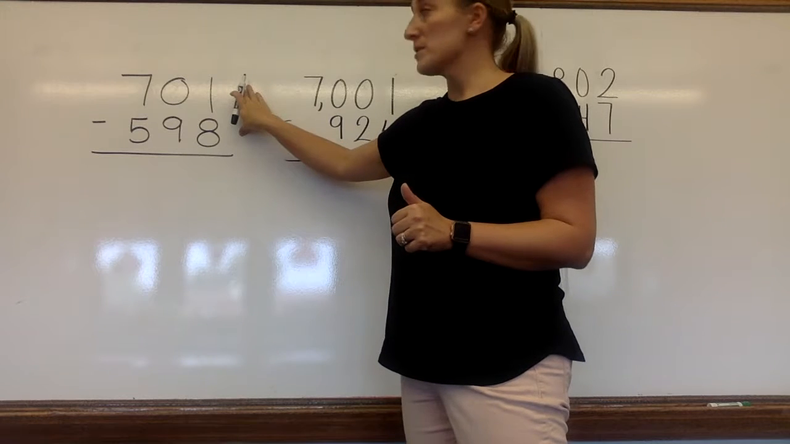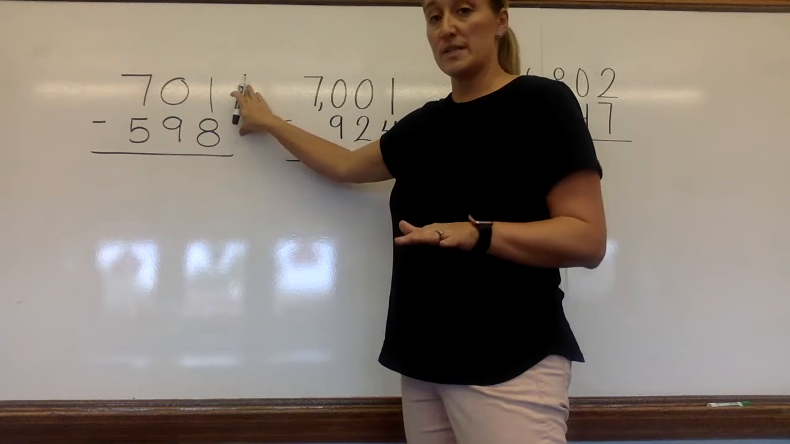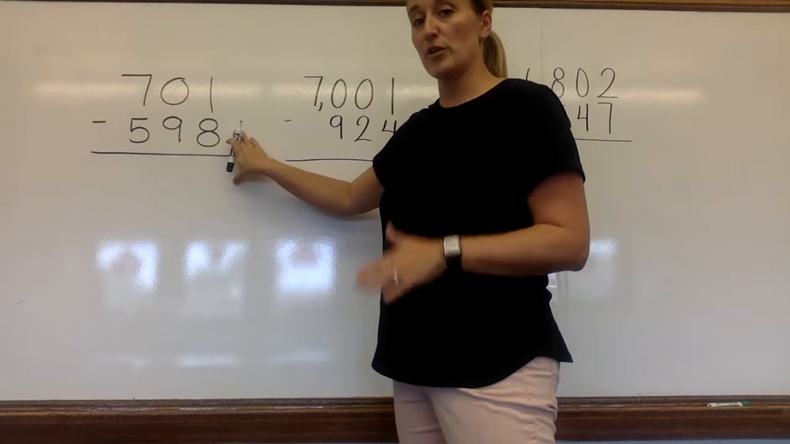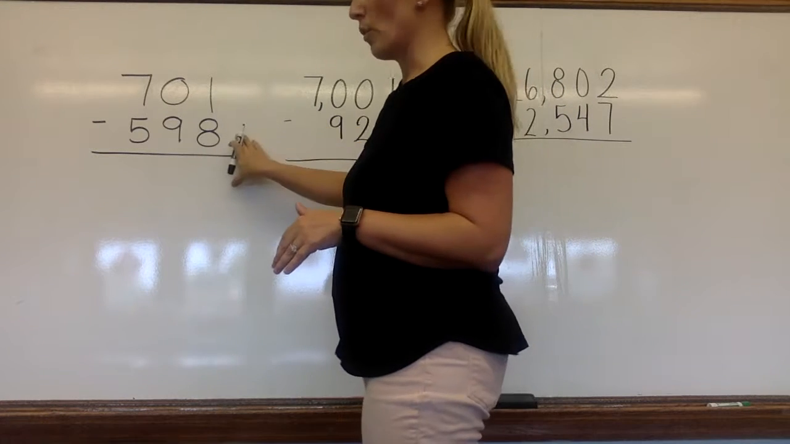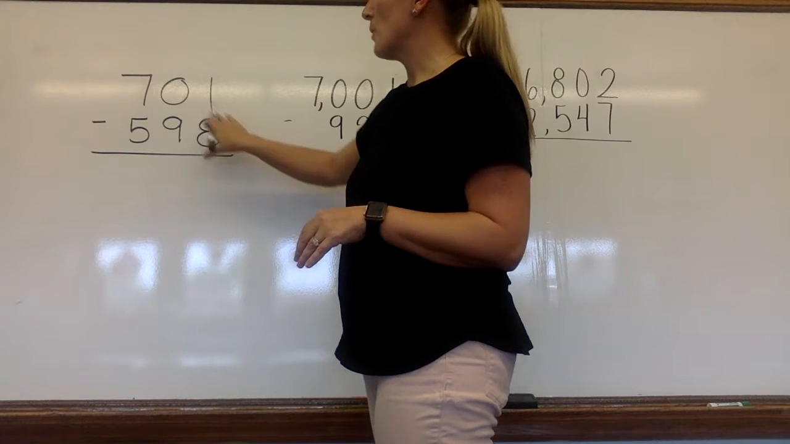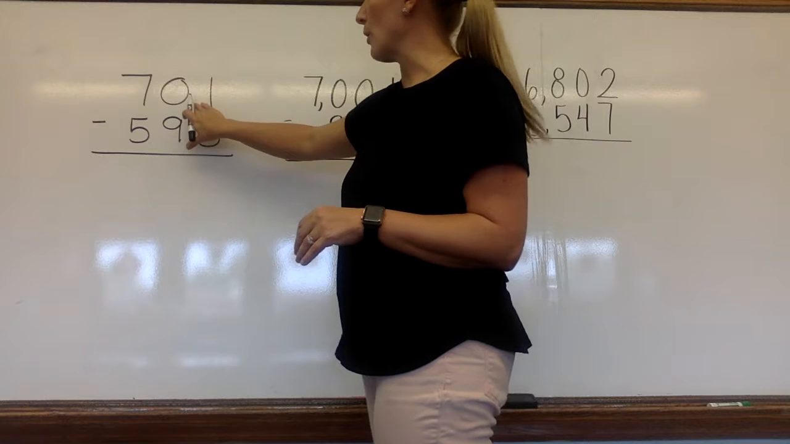Remember our 2 rhymes, more on top, no need to stop. More on the floor, go next door. We have to say that every single place value. So if I start on this one, I'm going to go ahead and start my ones. And I know that there's more on the floor, so I need to go next door to borrow and regroup.